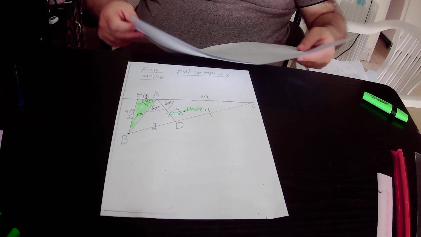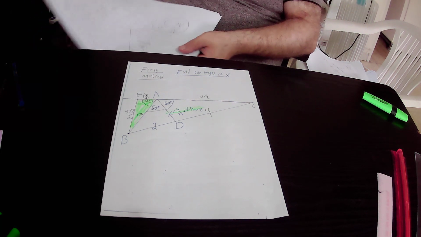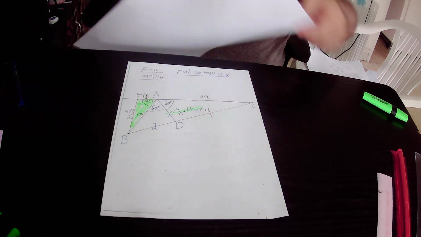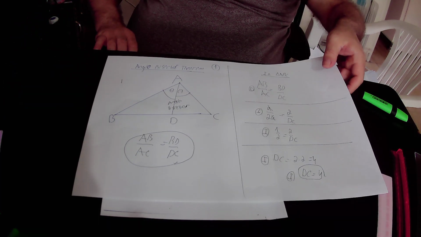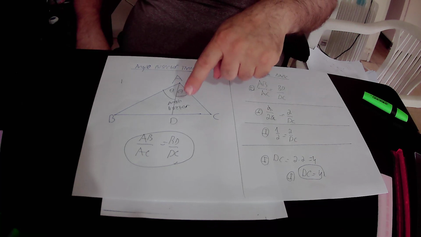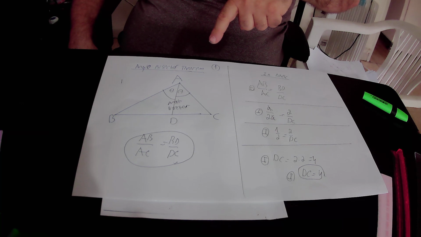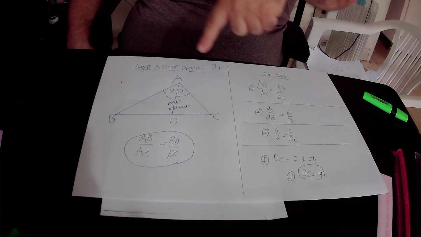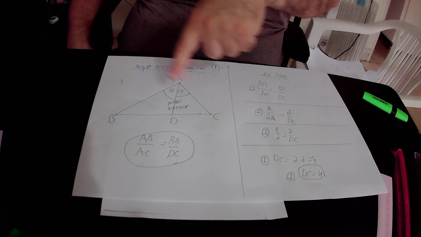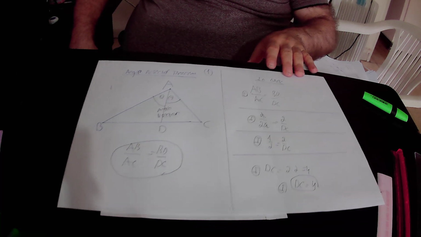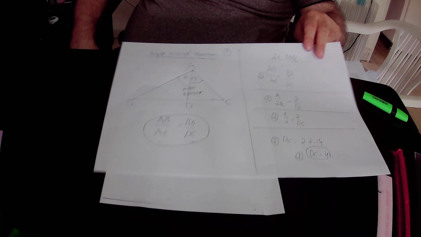Okay, so first of all, I presented to you the angle bisector theorem. What is the angle bisector theorem? In any triangle ABC, if you have the angle bisector AD, according to the angle bisector theorem, we get that AB over AC equals BD over DC. So we can implement the angle bisector theorem in triangle ABC.